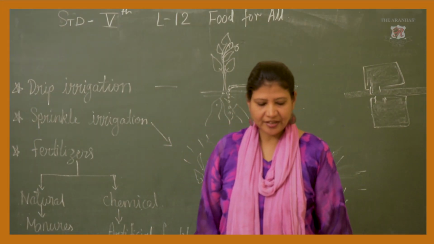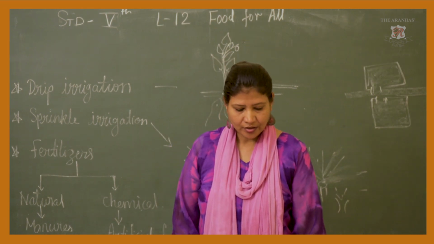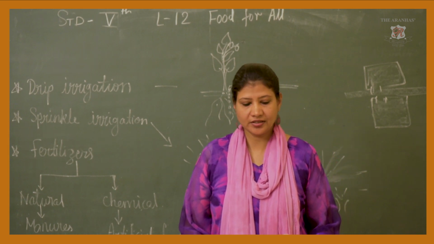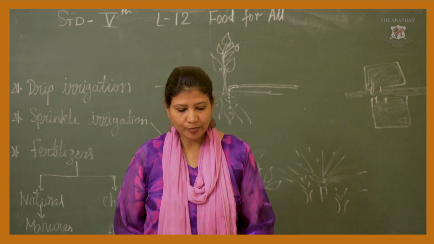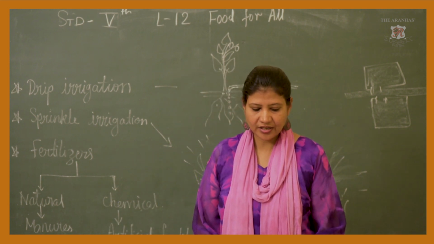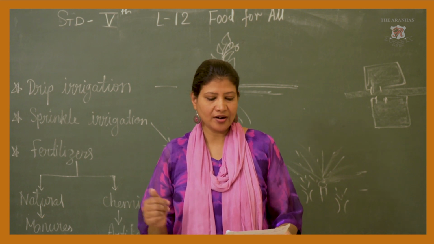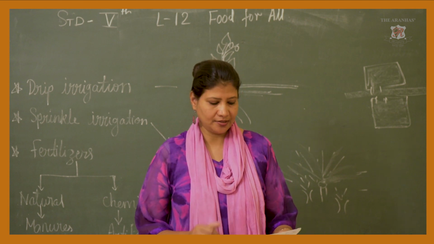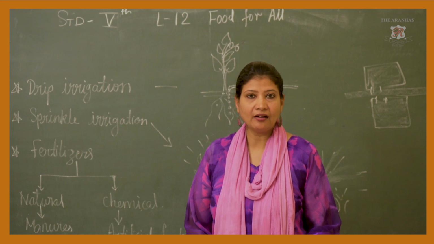Yes, in the last period we have learned Food for All, lesson number 12. So, what did we learn? Agricultural seasons. We get food from plants. For that purpose we sow grain in fields and plant fruit trees in orchards. About 60% of the land of our country is used for agriculture. How many percent? 60%.